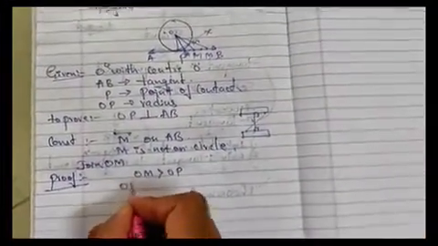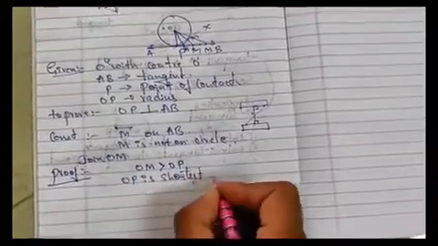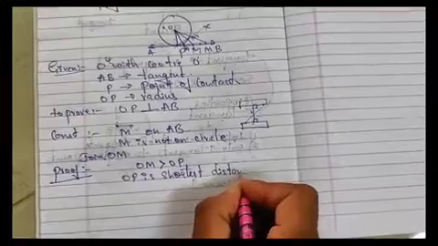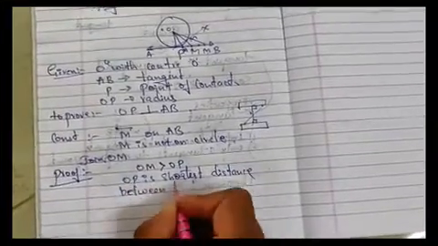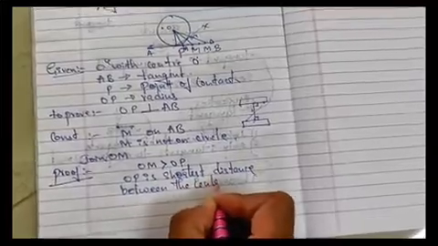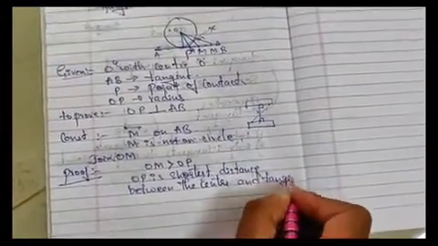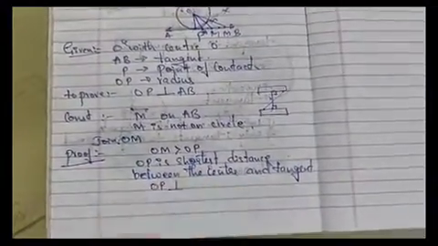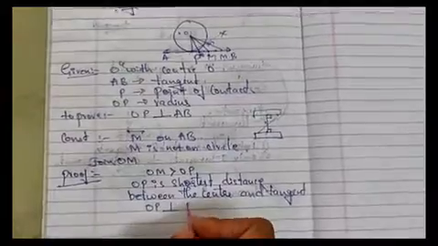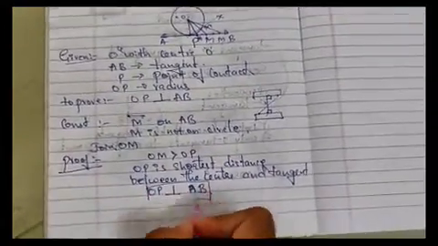Therefore, OP is the shortest distance between the center and the tangent. If it has to be the shortest distance, then OP must be perpendicular to AB. This gives us the proof.